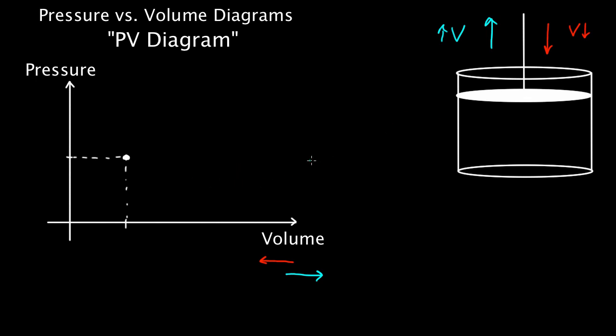Now what happens to the pressure? You have to know a little more detail about it. But just knowing the direction of the piston lets you know which way you go on this graph. So say I push the piston down. Let's say I push it down really fast. What do you think is going to happen to the pressure? Pressure's probably going to go up.